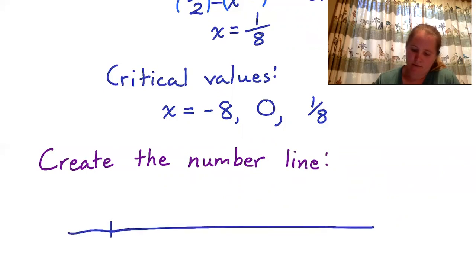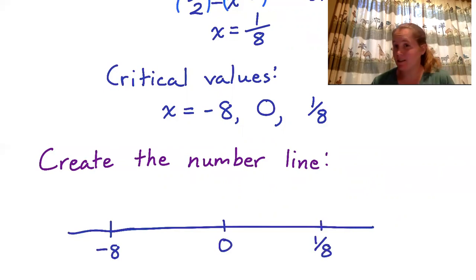So our points of interest are -8, 0, and 1/8. Again, I am not spacing these correctly. I have almost as much space between 0 and 1/8 as I had between -8 and 0. The main thing is just that these are in order.